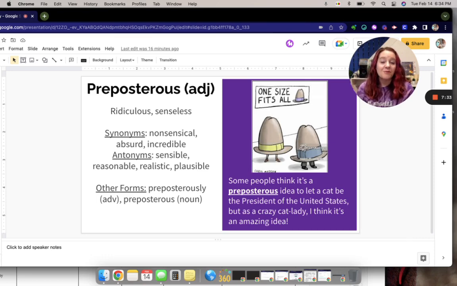And then our sentence. Some people think it's a preposterous idea to let a cat be the president of the United States, but as a crazy cat lady, I think it's an amazing idea. I fully support Cat POTUS.